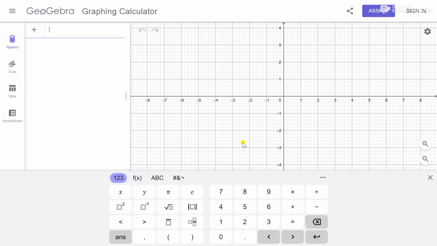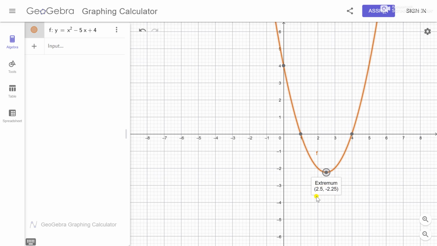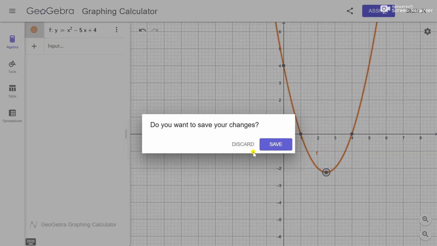Here's an example of finding the vertex. We need to find the vertex of y equals x squared minus 5x plus 4. Okay, and it's going to be right here. So it's going to be a minimum, not a maximum, but there's your extremum, 2.5 and negative 2.25. And it's a minimum, not a maximum. Let's clear all and move on to the next one.